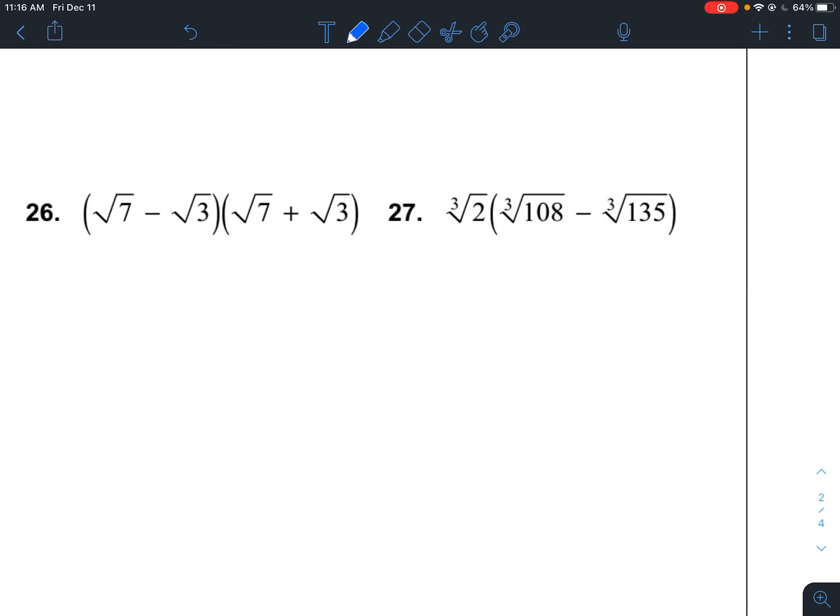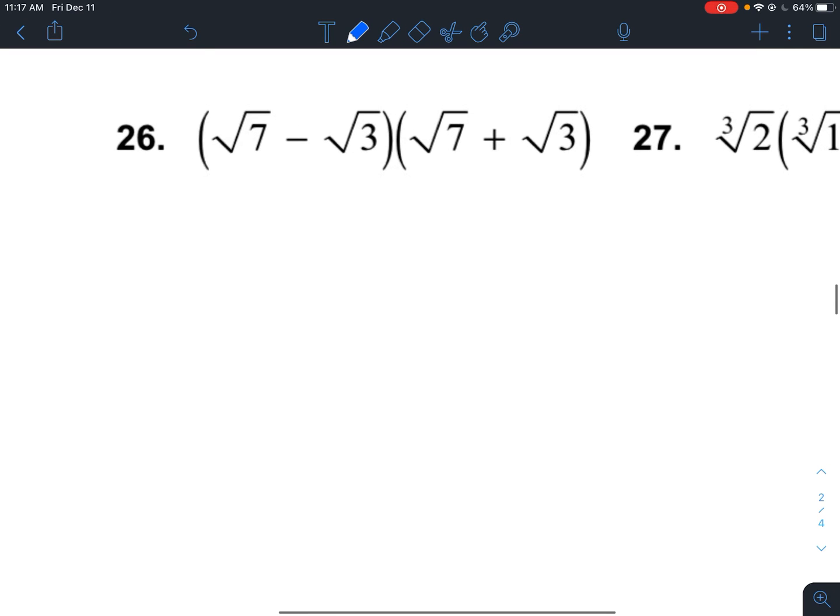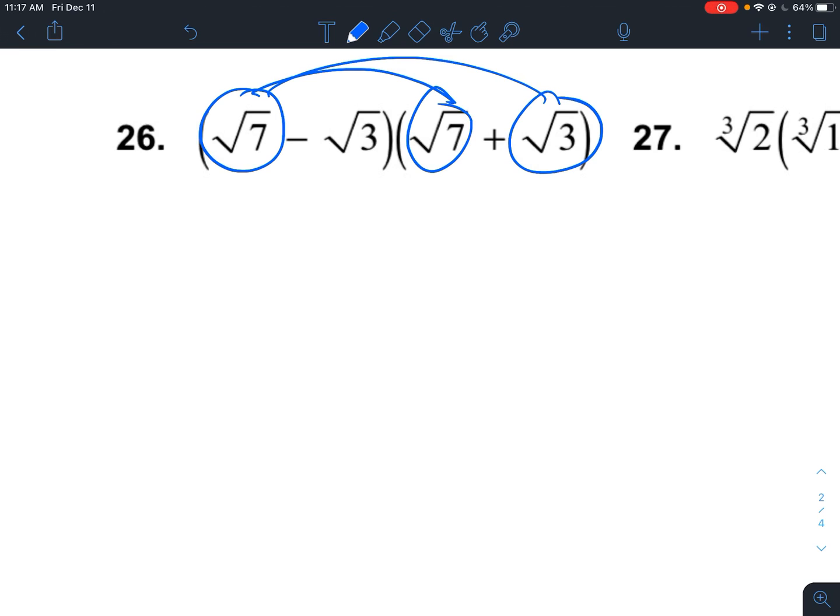So for number 26, here I have two binomials, so this might look familiar. For example, let's say I had x plus 2 times x plus 2. Whenever I would do this, I would have to FOIL, if you guys remember doing that. So I'm going to treat this the same way. I have to take this square root of 7 and multiply it by both of these terms right here.